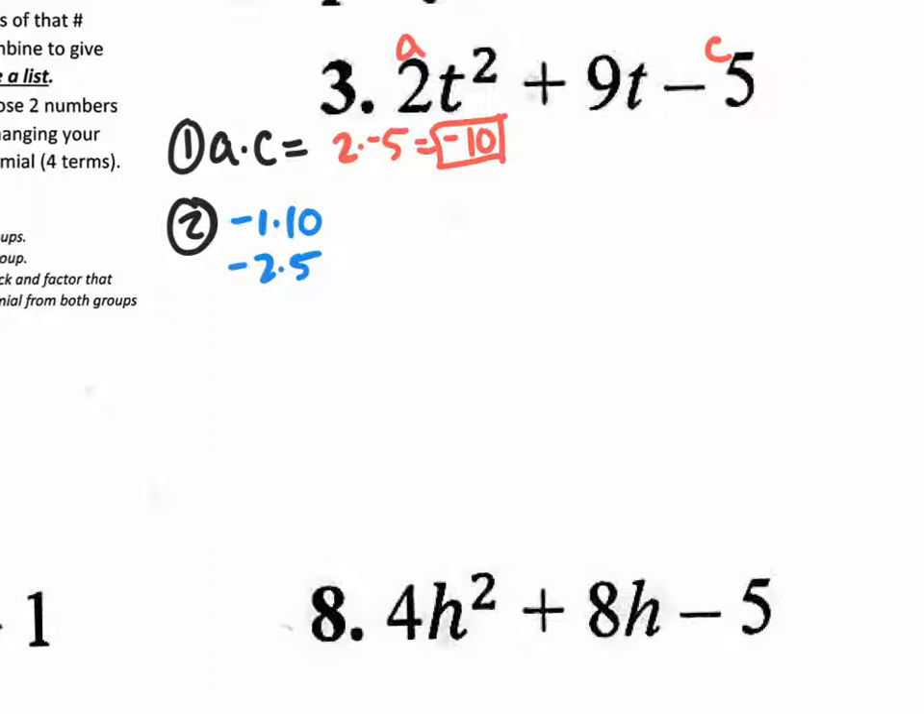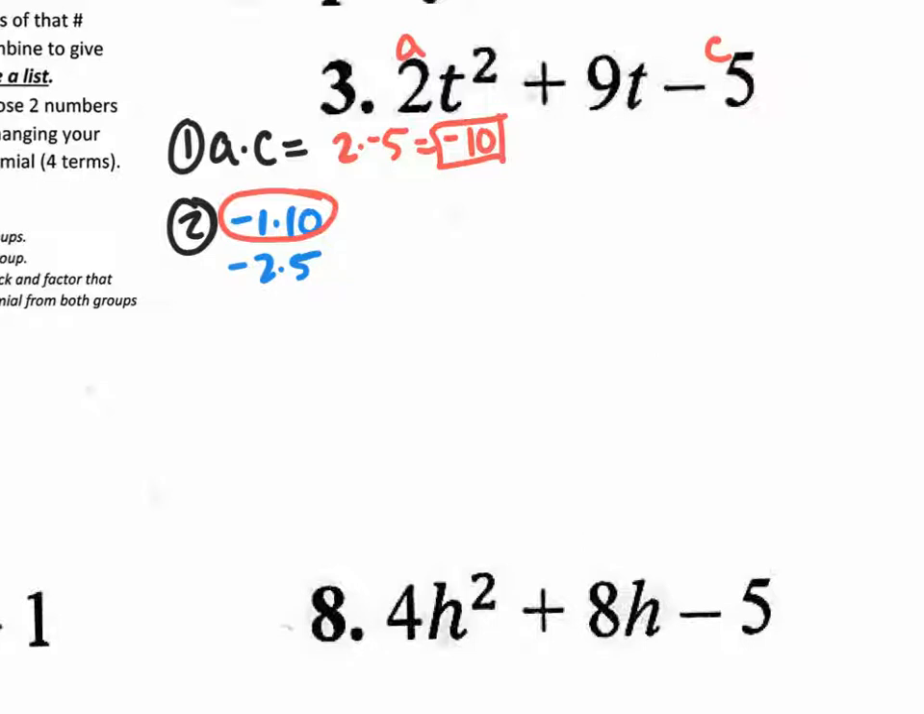So when you think about which pair of numbers, if I add negative 1 plus 10 together, it does give me the b value, which is positive 9. So I'm going to use this pair of numbers to rewrite the b value. Instead of 9, I'm going to rewrite it as negative 1 and plus 10, of course, with t's.